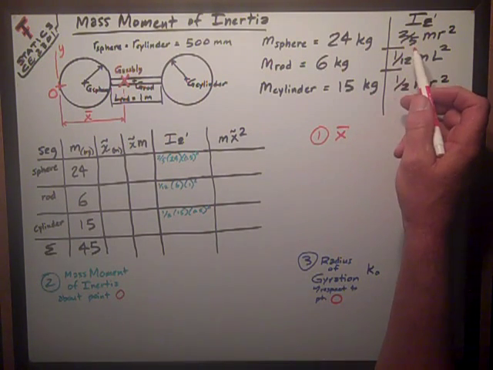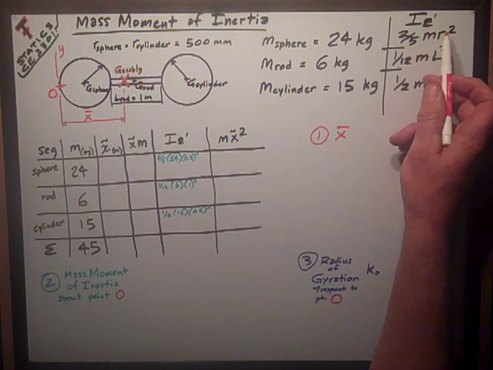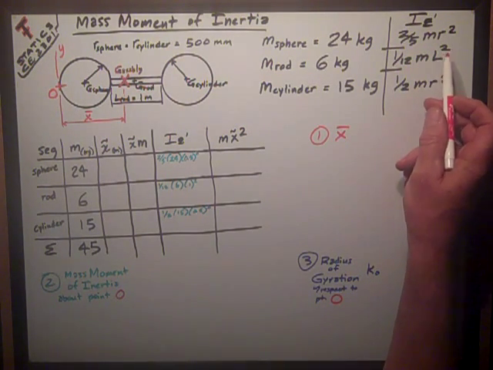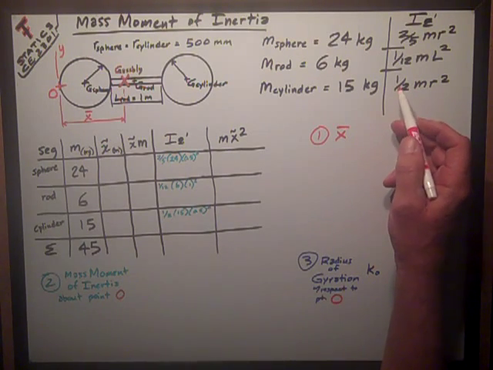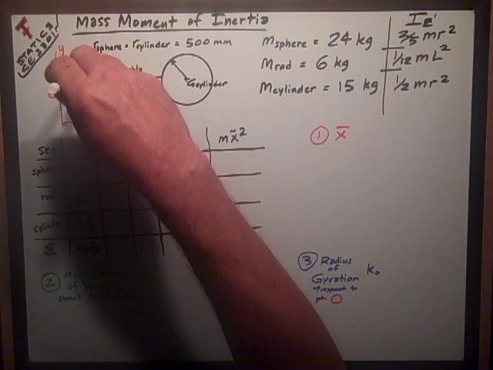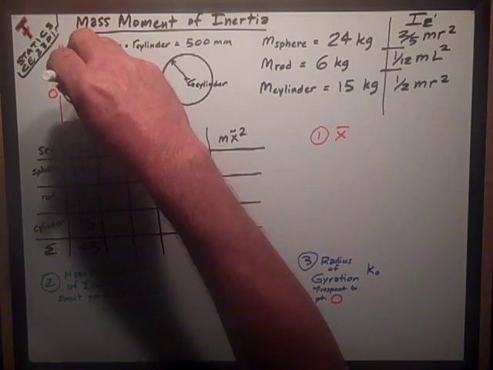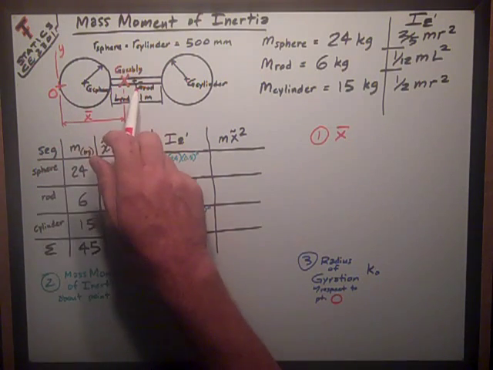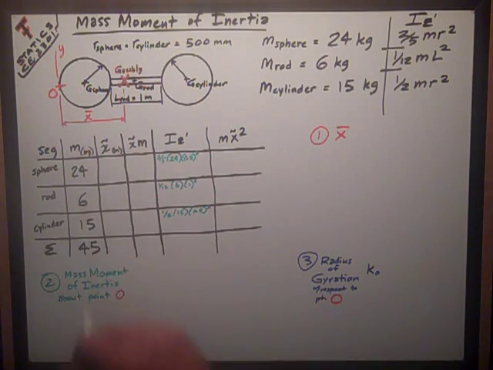For the sphere, it's 2/5 the mass times the radius squared. For the rod, it's 1/12 the mass times the length of it squared. And for the cylinder, it's 1/2 mass times radius squared. So that's for rotating individually each piece about the centroid: the center of that sphere, the center of the rod, and the center of the cylinder.